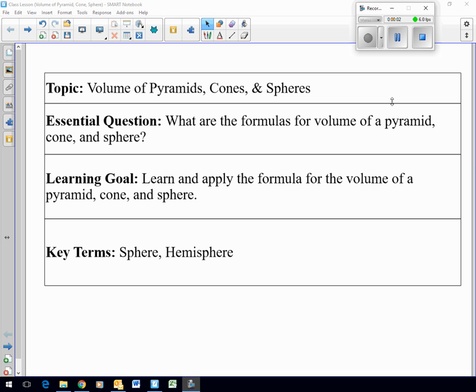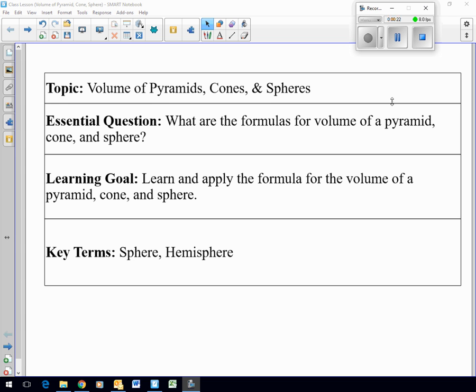Remember yesterday we talked about volumes of prisms and cylinders, right? Volume of a prism, length times width times height. Volume of a cylinder, pi times radius squared times height, correct? Okay. Today we're going to go with pyramids, cones, and spheres.